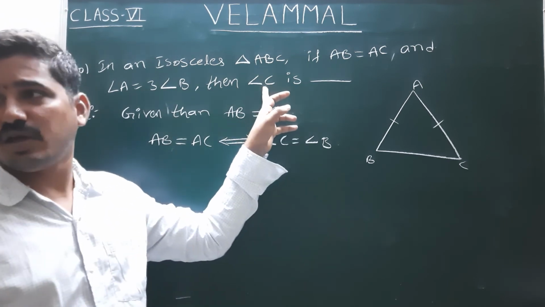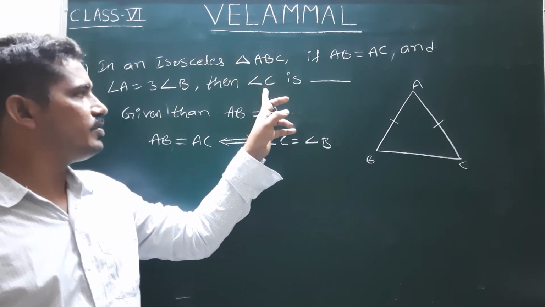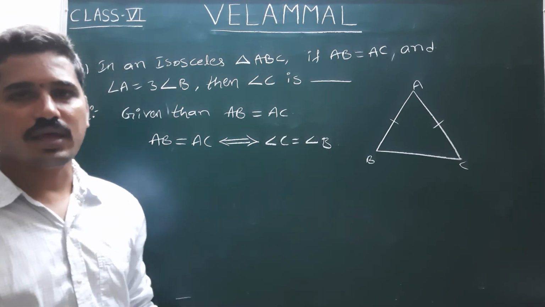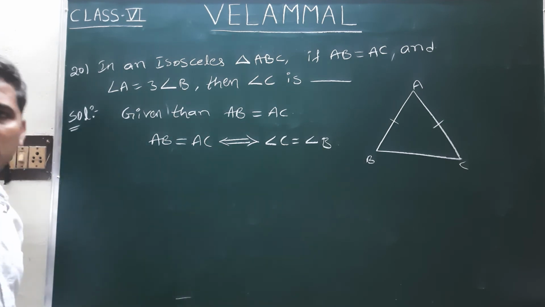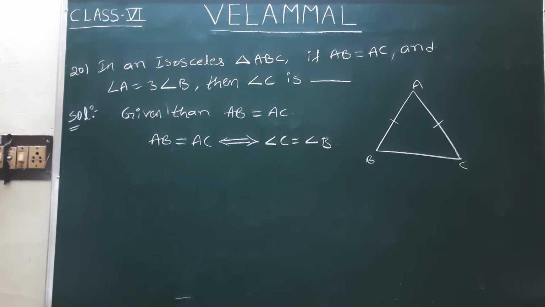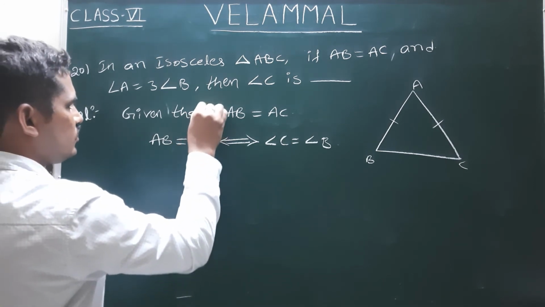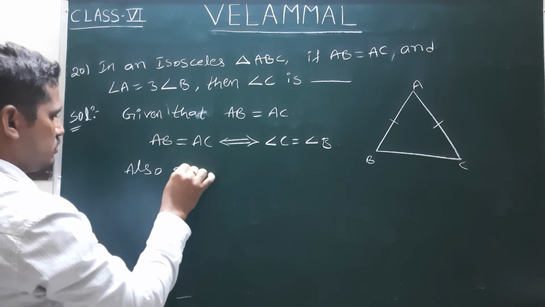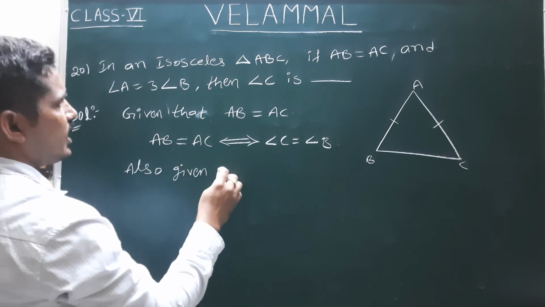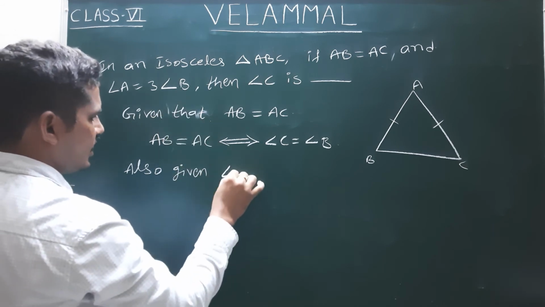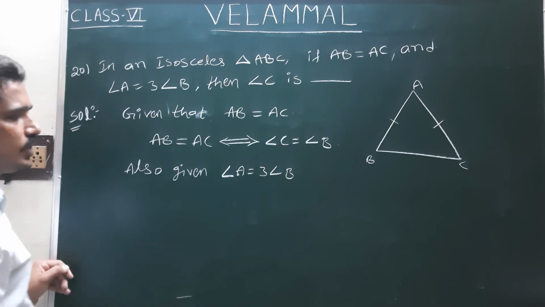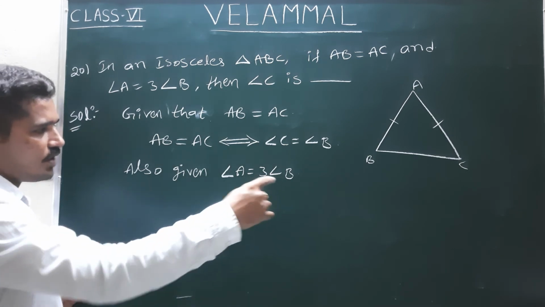Here angle C value we need to find out. So whenever we need to find out the angle C value, it is equal to angle B, so we can find out the angle B. Also given, what is given? Angle A is equal to 3 into angle B. Okay, leave this.